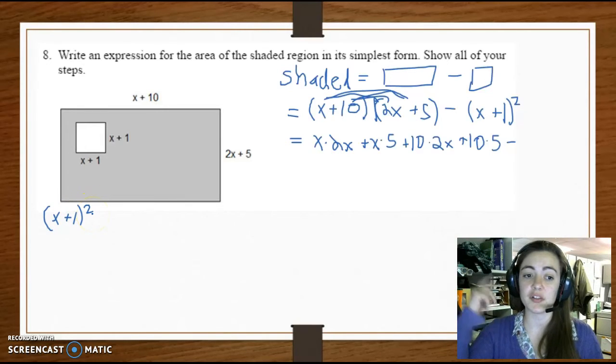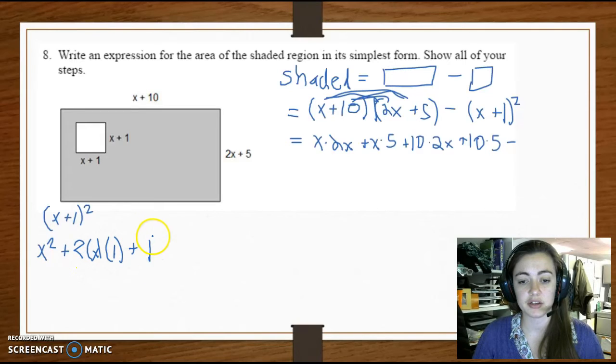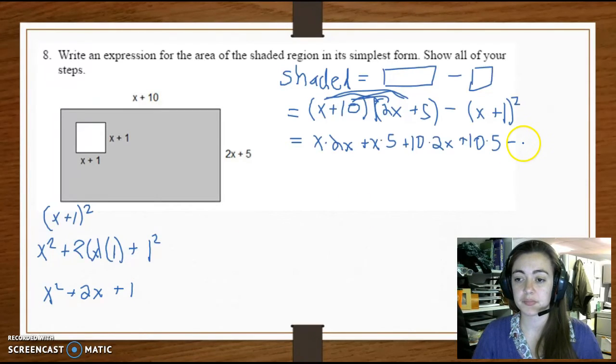Just like before, on the last question, there are 2 ways to solve that. We can take the first term, in this case x squared, plus 2 times the first term times the second term, plus the second term squared. If we simplify this, we would get x squared, 2 times x is 2x, times 1 is still 2x, 1 squared is 1. We're going to subtract all of that, remember.